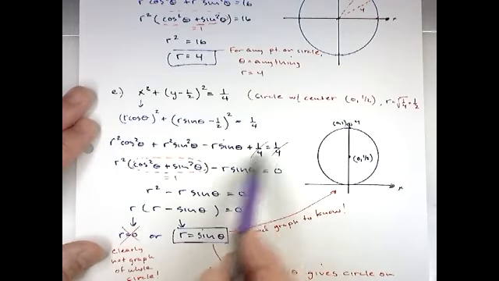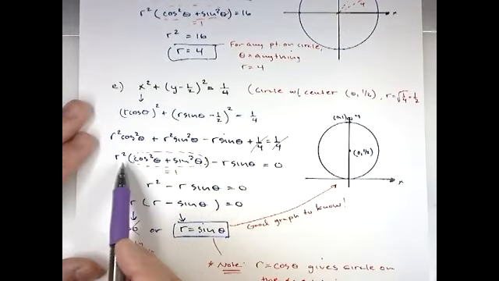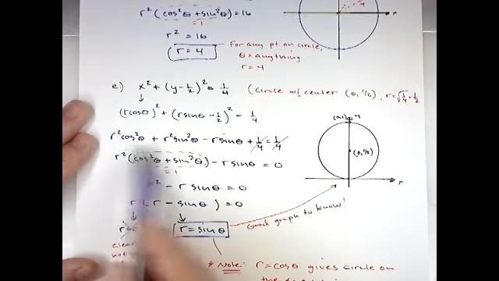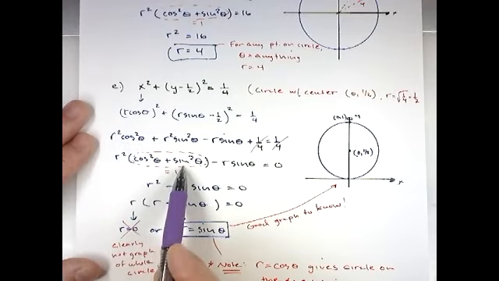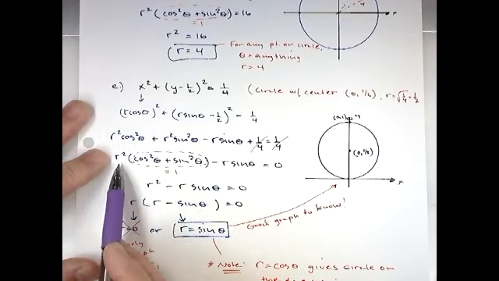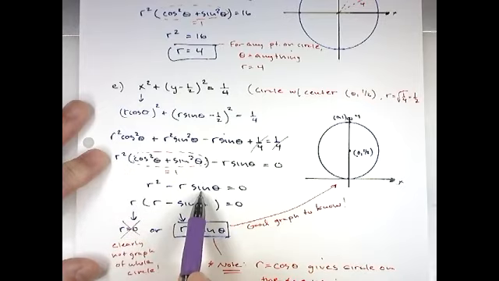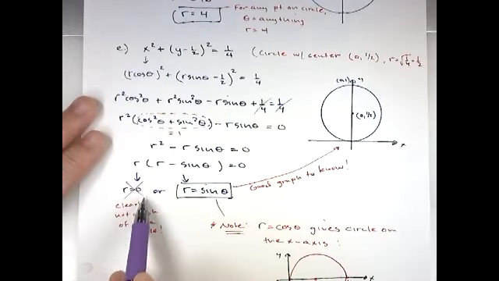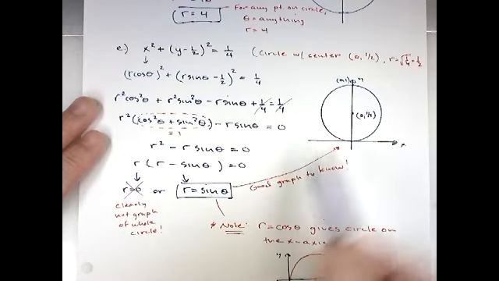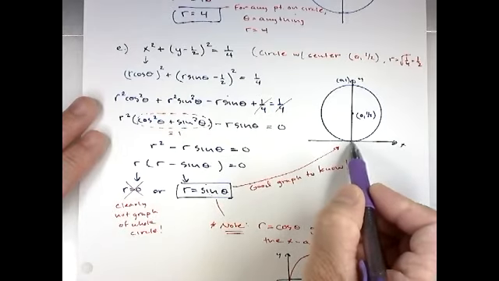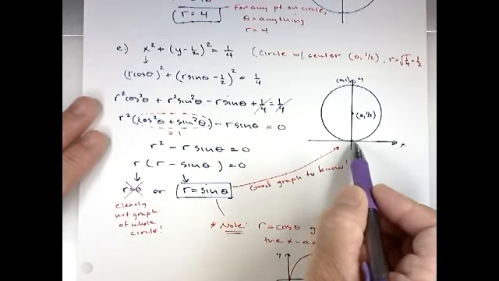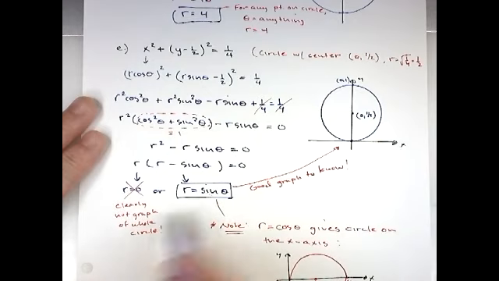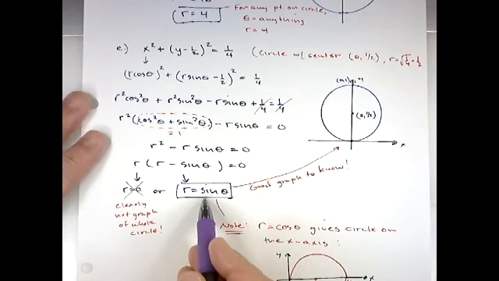You get the 1/4 to cancel. If I factor out an r squared from these two terms, I get cosine squared plus sine squared, which is equal to 1. So that's going to leave me with just r squared minus r sine theta. Factor out the r. Once again, you do get r equals 0, but that's just basically describing the origin, which is a point on the graph, but it's not the entire graph. So let's look at the other result, which is r equals sine of theta.